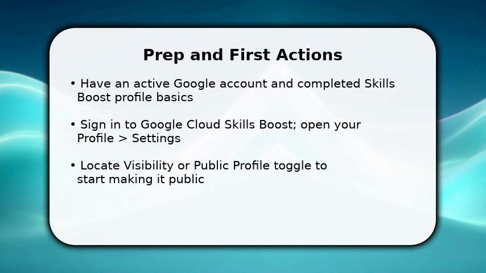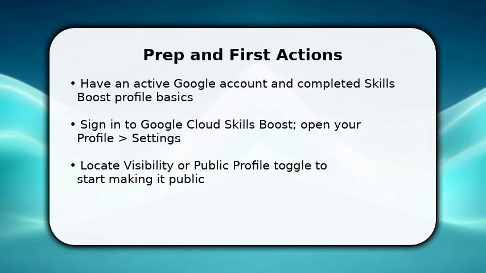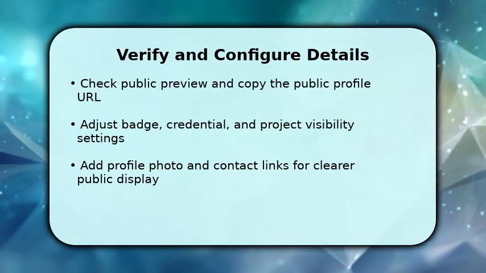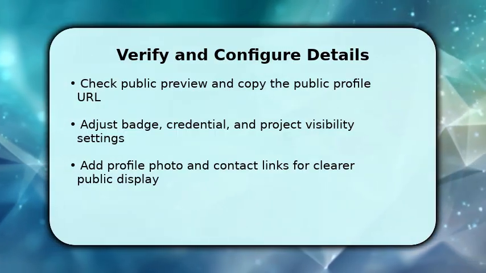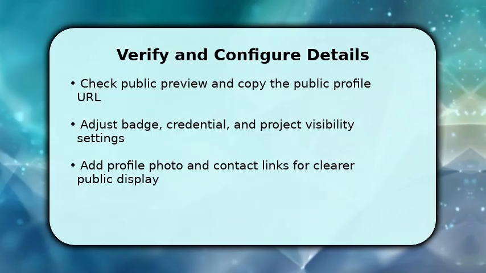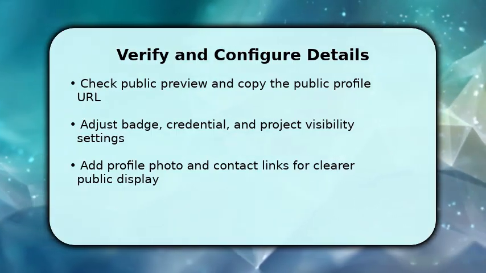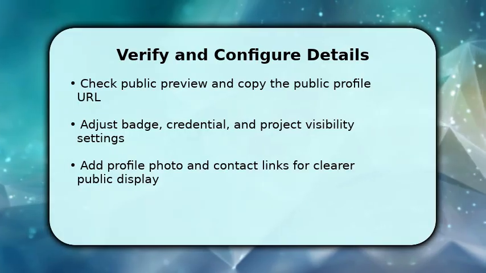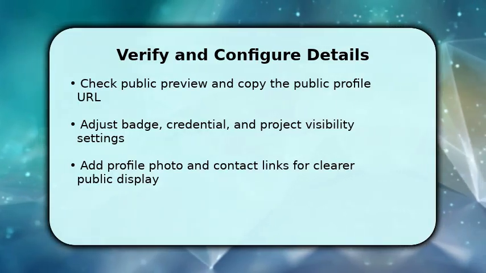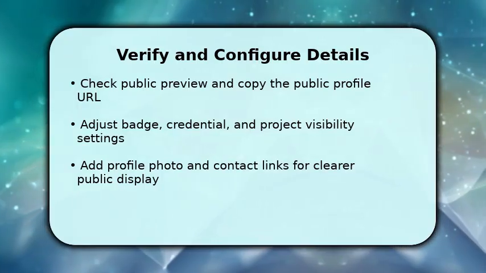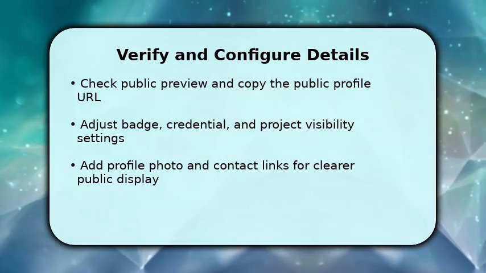Next, verify how your profile appears to others by opening the public preview and copying the public profile URL. Then adjust detailed visibility for badges, credentials, and projects. Make each item public or private as you prefer. Add a photo and contact links to make your profile useful for viewers. Once done, make sure to save each section. Some pages use separate save buttons. These middle steps control what others can see.